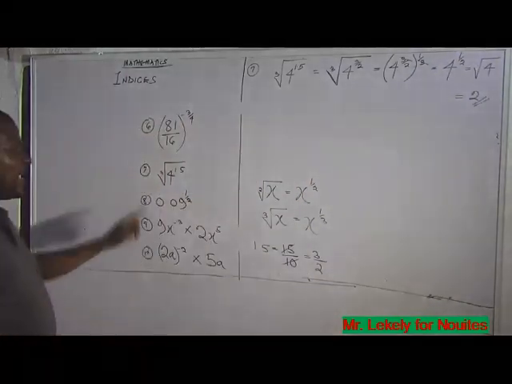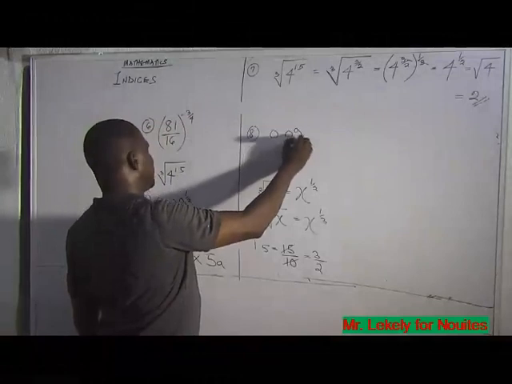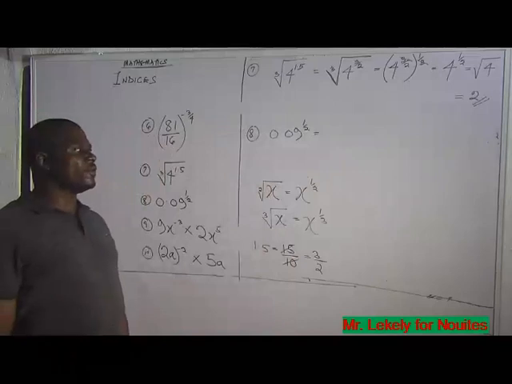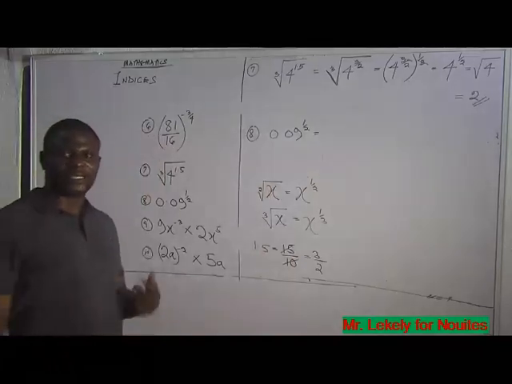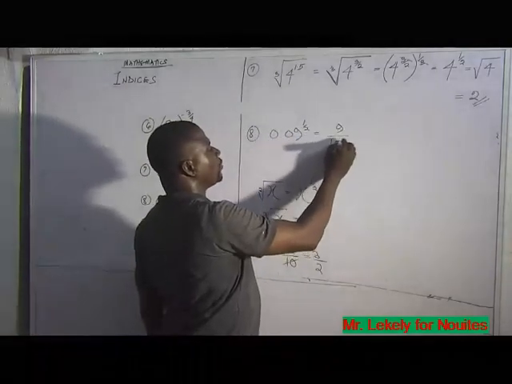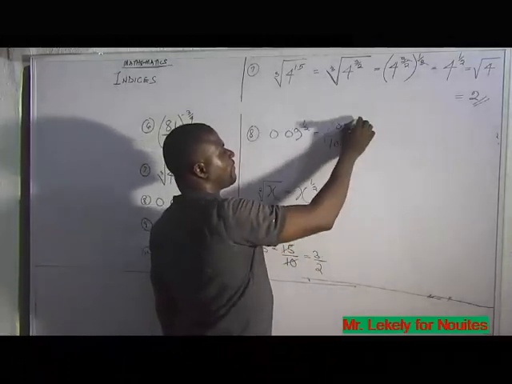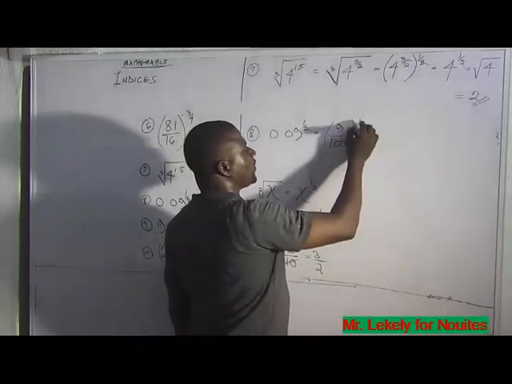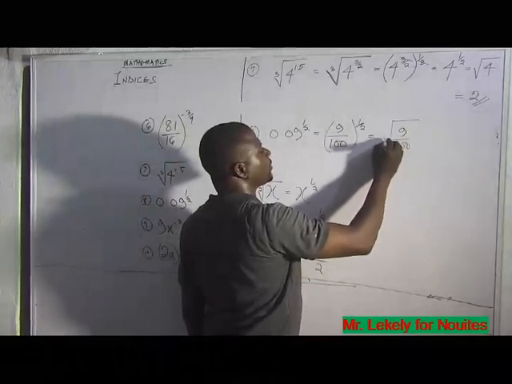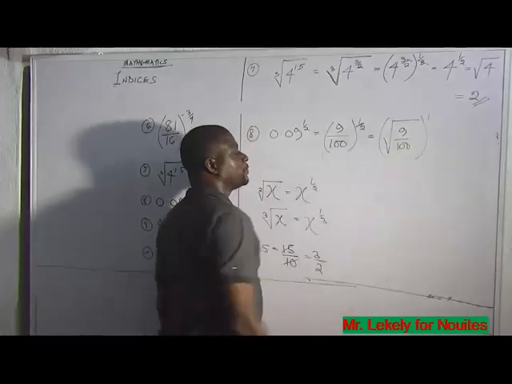And of course, number 8. Number 8, you have 0.09 raised to power 1 over 2. Now, how do you convert decimal to fraction? I treated that in my last class. Now 0.09 is the same thing as 9 over 100. That is two numbers after the point. Then raised to power half. Don't forget. And in law of indices, this one will change to square root of 9 over 100. So there may not be need for you to be writing these two here.